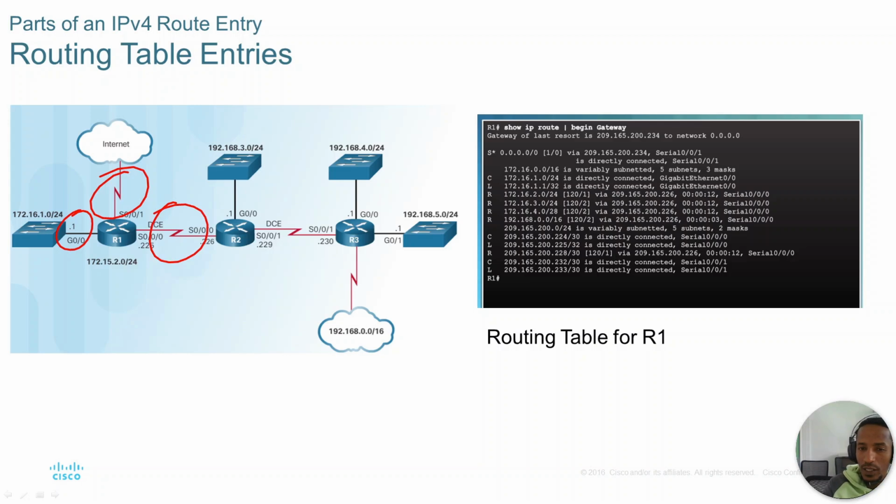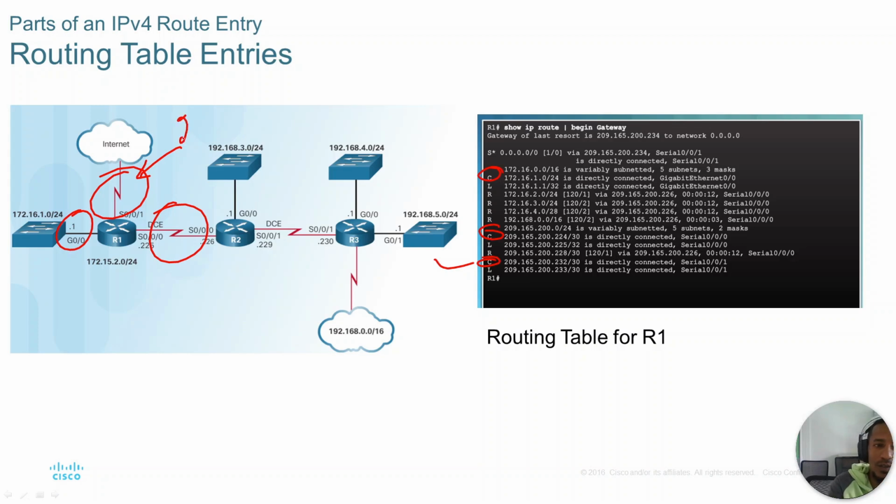So what you see here, this C, this C, this C, they are the directly connected ones. Only by looking at the table, you can see that this one, for example 209.165.200.232/30, is found on serial 0/0/0. That means this one. So the IP of this one is what?